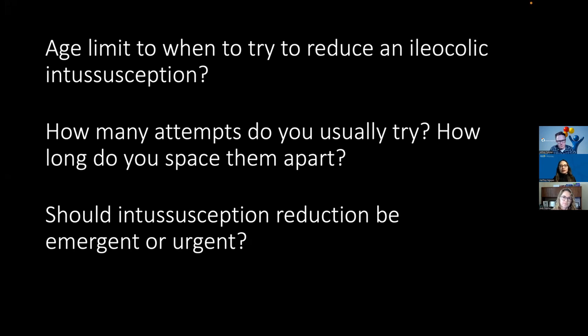And then do you guys usually have any set timing to kind of space out attempts if you feel like you've reduced a little bit, but not completely all the way?